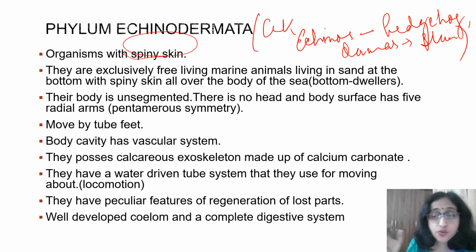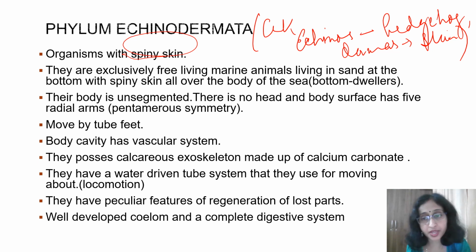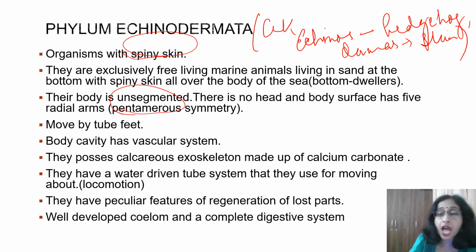Okay, they are exclusively free living marine animals. So they are living in water. Marine animals living at the bottom of the sea. Okay, so they are having spines all over the body. We have already told that they are having spiny skin, and they are mostly sea bottom dwellers. Okay, they are staying at the bottom of the sea. So their body is unsegmented. They are having unsegmented body.